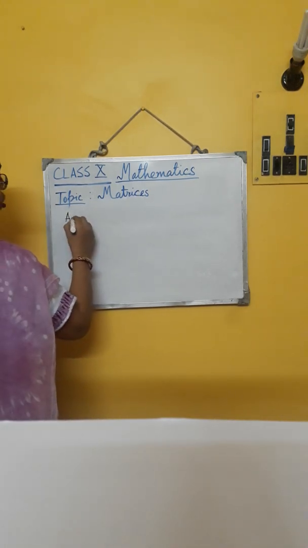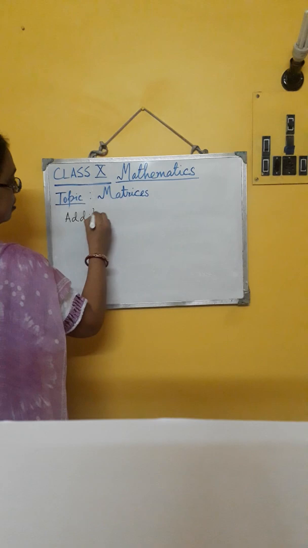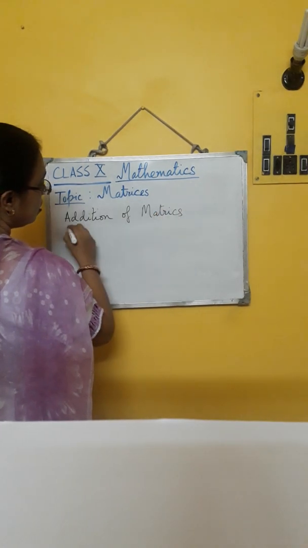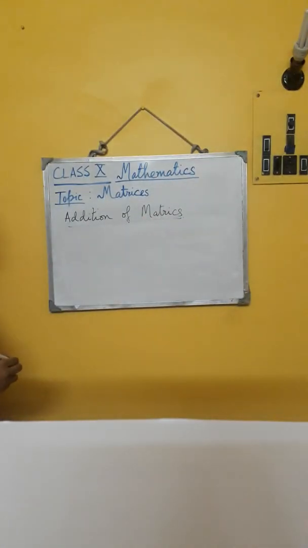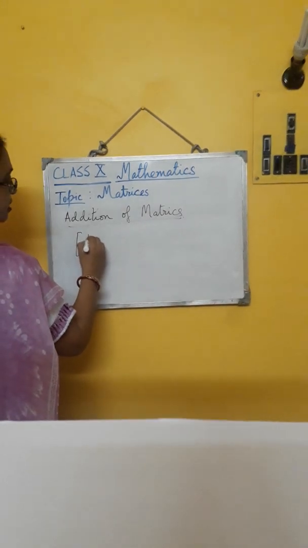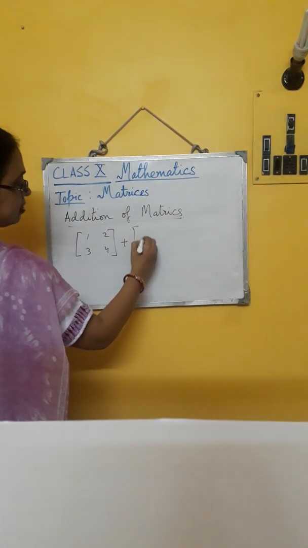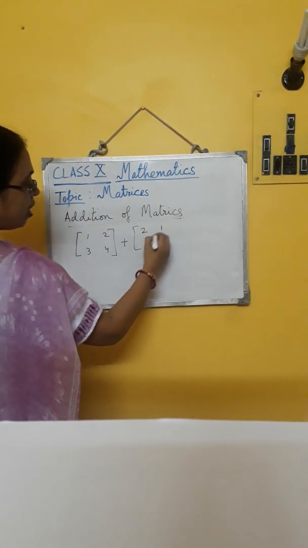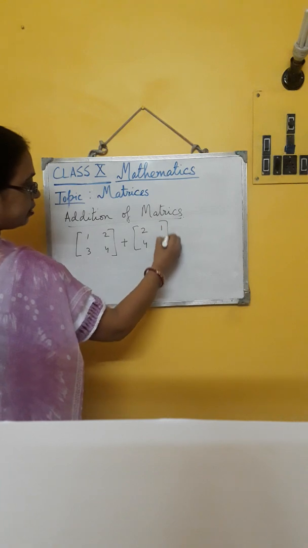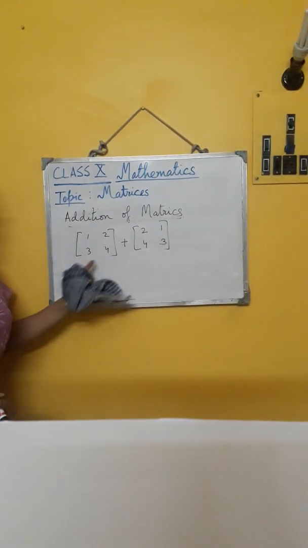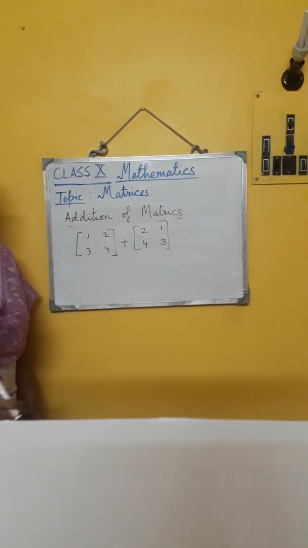Next we are coming to addition of matrices. What is addition of matrices? Two matrices are there. Suppose 1, 2, 3, 4 and say 2, 1, 4, 3. Suppose we have two matrices like this, matrix A and matrix B. We are asked to add the two matrices.